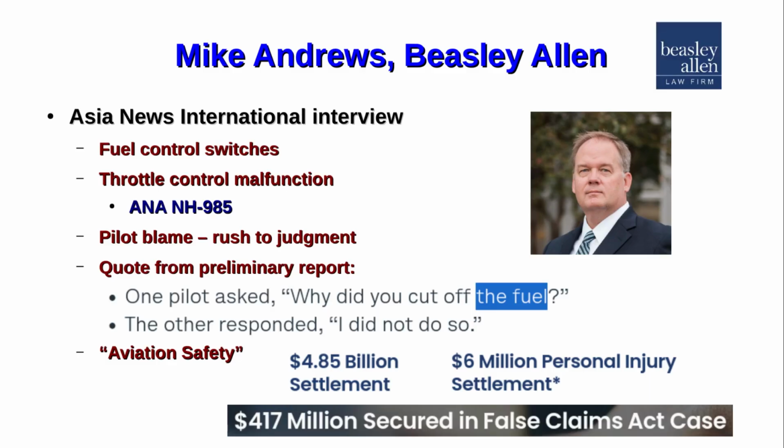But Mike is standing up for the pilots. How noble. Now let's check out Beasley Allen's website. What does it say about not blaming the pilots? Quote, accidents still occur, sometimes with tragic consequences. The leading cause of these crashes is human error, often involving pilots and flight crews. Unquote. In other words, we stand up for the pilots except when we throw them under the bus.